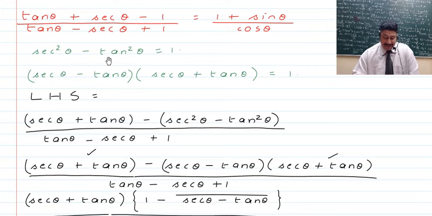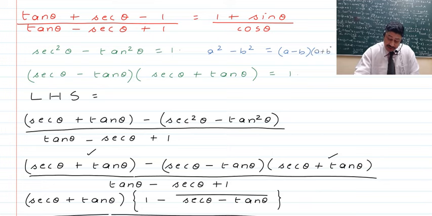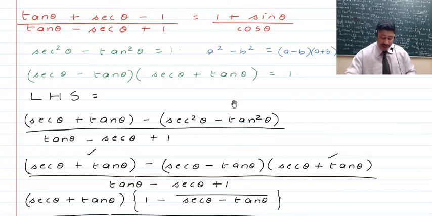So sec square theta minus tan square theta becomes equal to 1, and thus here you have something like a square minus b square. Since we have a square minus b square, which can be written as a minus b times a plus b, using that, we can now write this as sec theta minus tan theta times sec theta plus tan theta. In a similar way, as we have the algebraic identity to be equal to 1, when required, we can break this trigonometrical identity in this format.